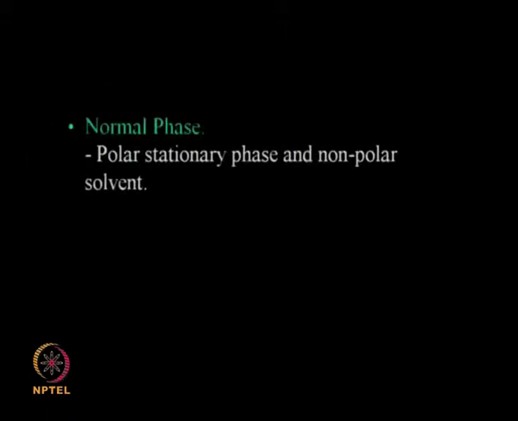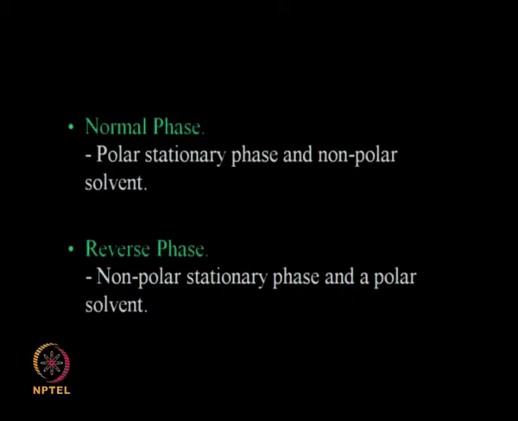There are two types of HPLC, I talked about it in the previous class. One is called normal phase, that means you have a stationary phase which is polar like silica, and you have a non-polar solvent. Non-polar solvent means it could be hexane or any other hydrocarbon. The other type is called reverse phase HPLC, that means you have a non-polar stationary phase and a polar solvent. The non-polar stationary phase could be a long chain hydrocarbon, and the polar solvent could be water, methanol, acetonitrile and so on.